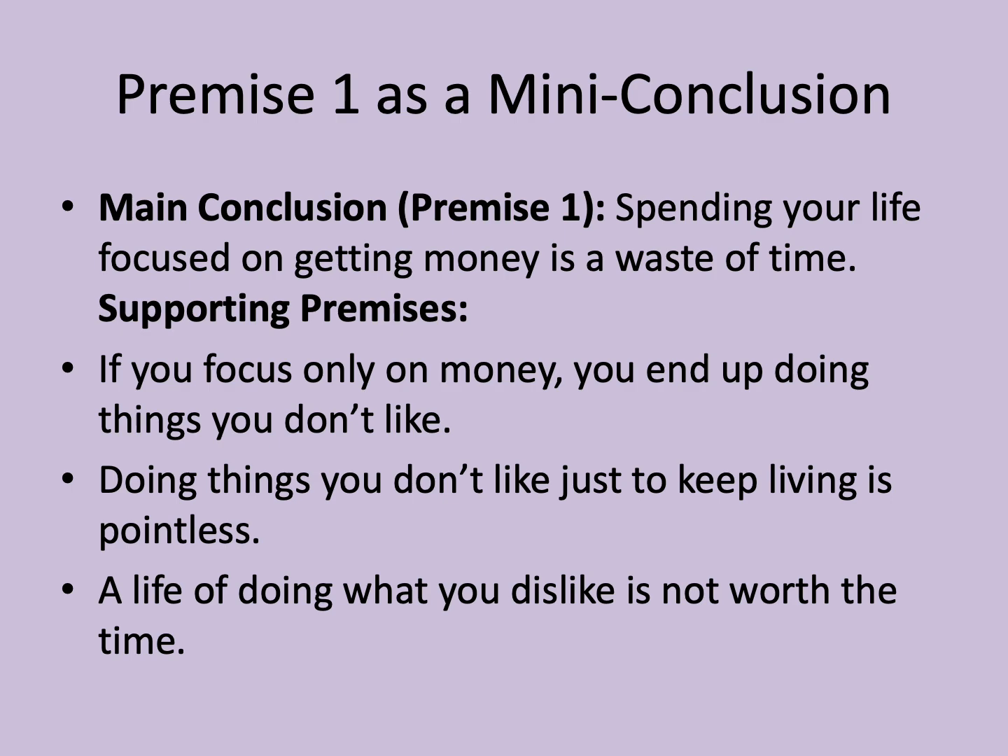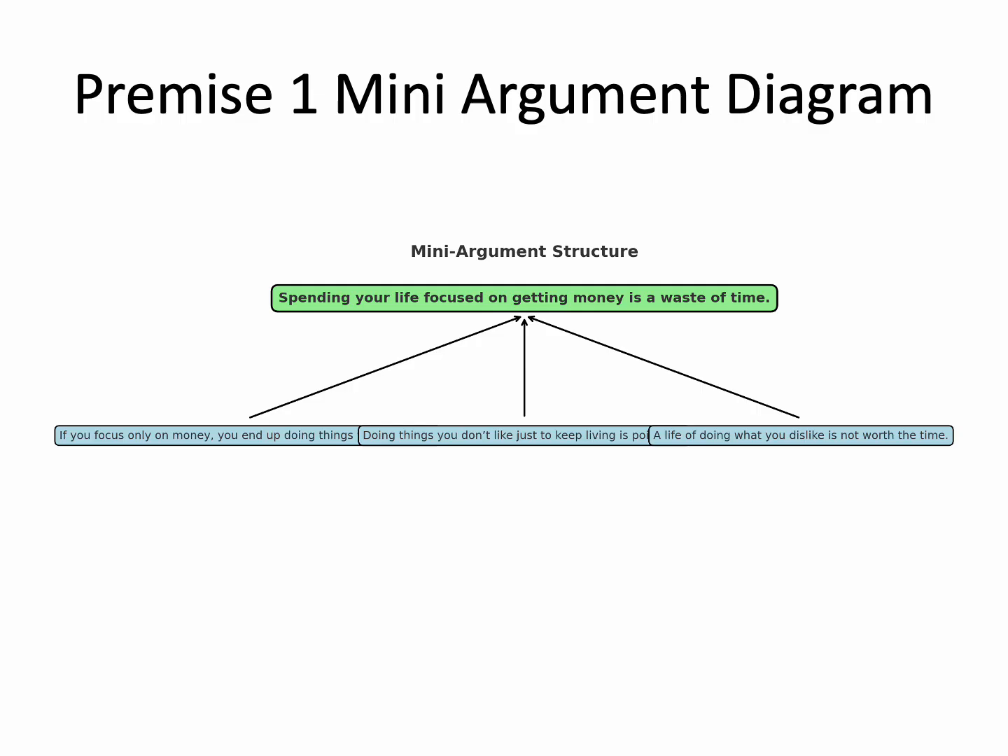The premises that support this conclusion are, if you focus only on money, you end up doing things you don't like. Doing things you don't like just to keep living is pointless. A life of doing what you dislike is not worth the time. Here is our tent diagram of that first mini argument. As you see, the conclusion is in the green box. Below it, in the blue boxes with the arrows pointing up to the conclusion, we have the three premises. Again, with this type of diagram, we can visualize how the premises support the conclusion.